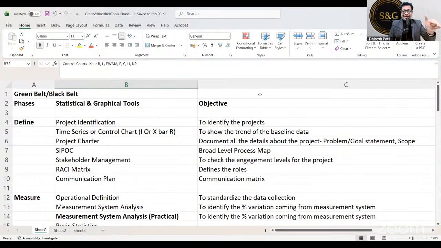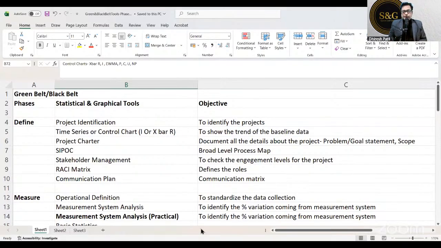Okay, just give me a quick yes or a quick thumbs up in the chat box if you have understood, at a broad level, the difference between a green belt and a black belt. This is all project level, and this is all expertise level. I always say the green belt is like a graduation and the black belt is like a master's in some subject. So you can compare it that way.